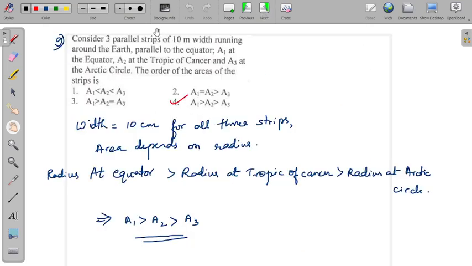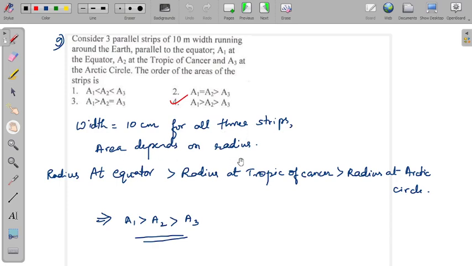Now the 9th question. Consider 3 parallel strips of 10 meter width running around the earth. Parallel 1 is A1 at the equator, A2 at the Tropic of Cancer, A3 at the Arctic Circle. So you know the equator comes first, later the Tropic of Cancer, then the Arctic Circle towards the pole. As you move from the equator towards the pole, the radius of that strip will decrease. The width is 10 centimeter for all 3 strips, that is constant.